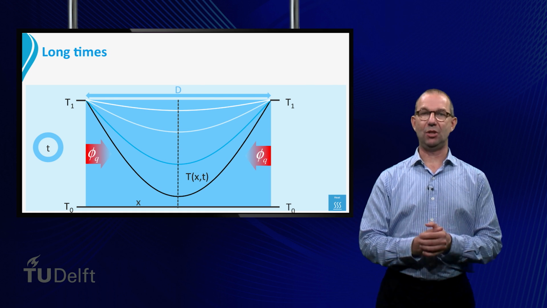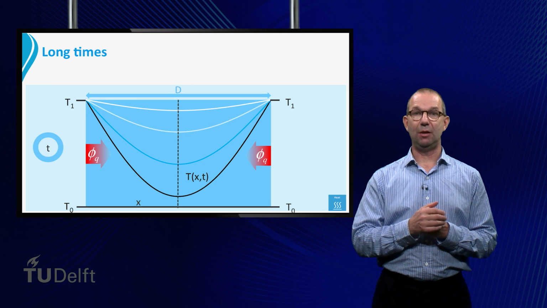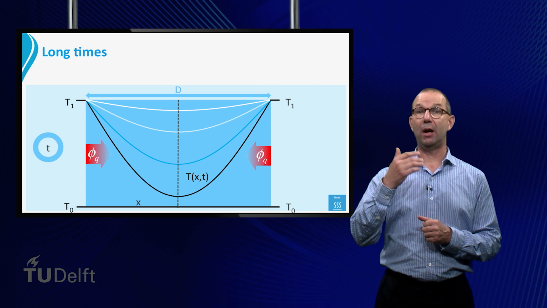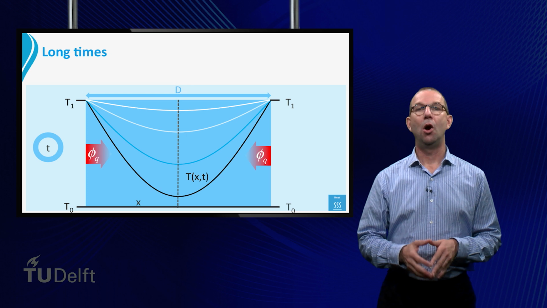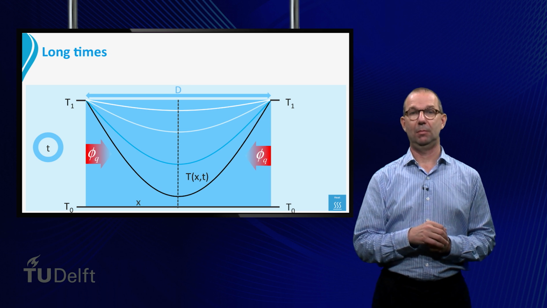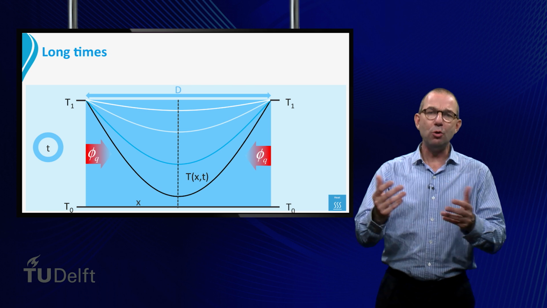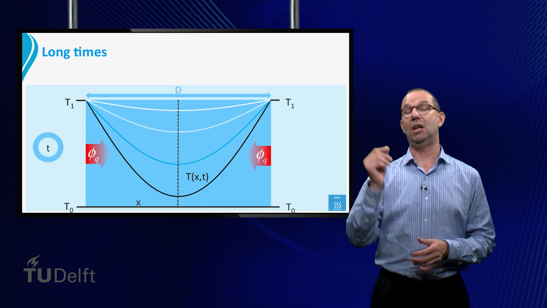If time progresses, the temperature rises everywhere. But as we see from the blue, the grey and finally the white line, it stays like a cosine. Only at every instant with a smaller amplitude. Finally, the amplitude is so small that we could say that the temperature of the entire plate is T1.